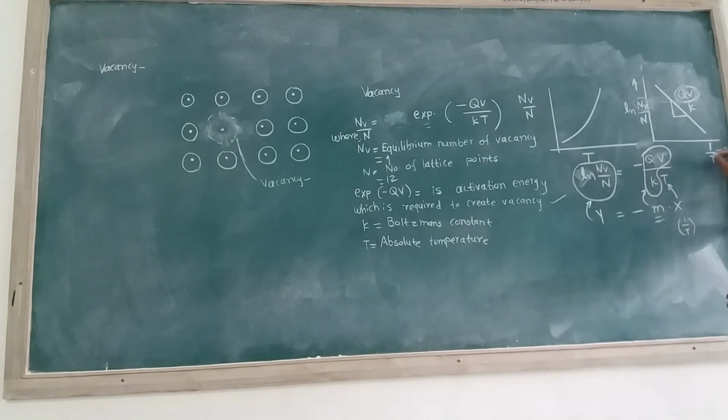And if we see this 1 upon T, if we increase the value of T, then it moves in this direction, because T is in the denominator.